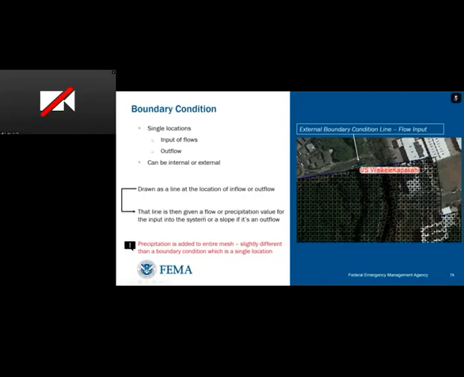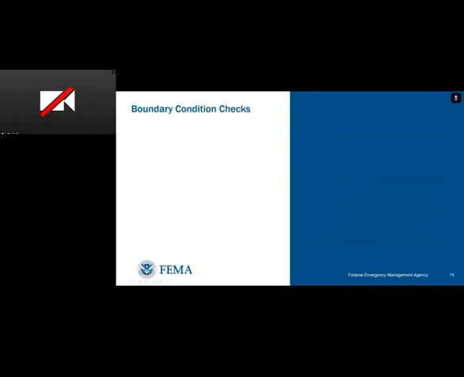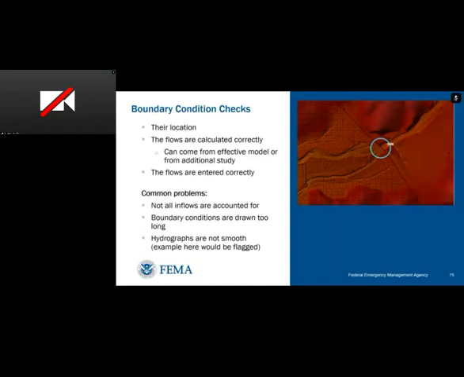And then that line, if it is an inflow, it's going to be given a discharge or precipitation value. And if it's an outflow, it's going to be given a slope as flow leaves the system. So we're not going to get into the in-depth hydrology calculations that consist of really all of the input that goes into the boundary conditions, but that does need to happen in a technical review. We're just going to talk about the hydraulic side of it, which is the placement of it and making sure that we go through the common problems.